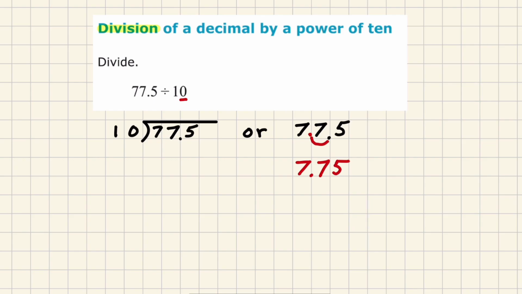Long division on the left will always work. However, for numbers like 10, 100, 1,000, and so on, powers of 10, moving the decimal based on the number of zeros is a handy shortcut.